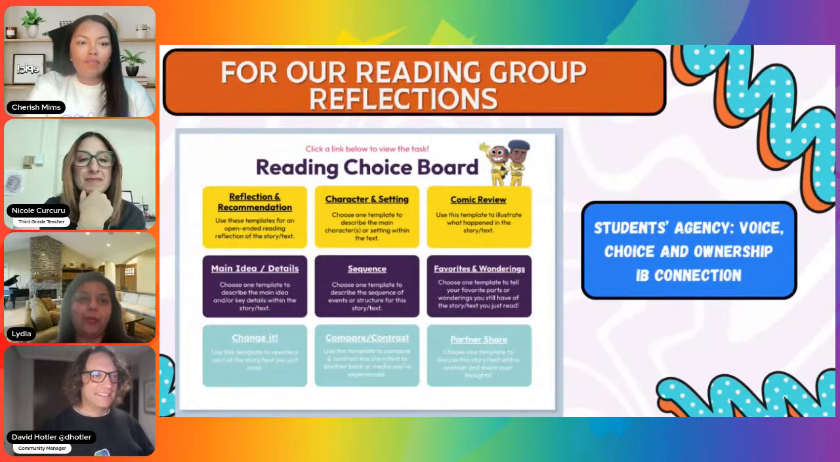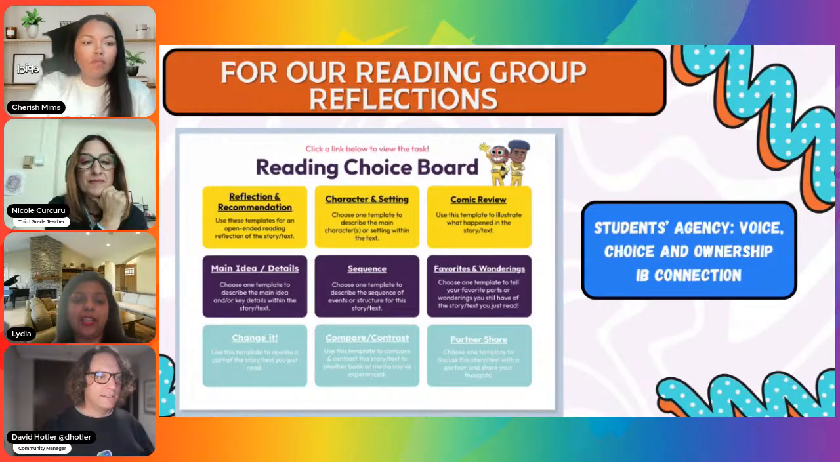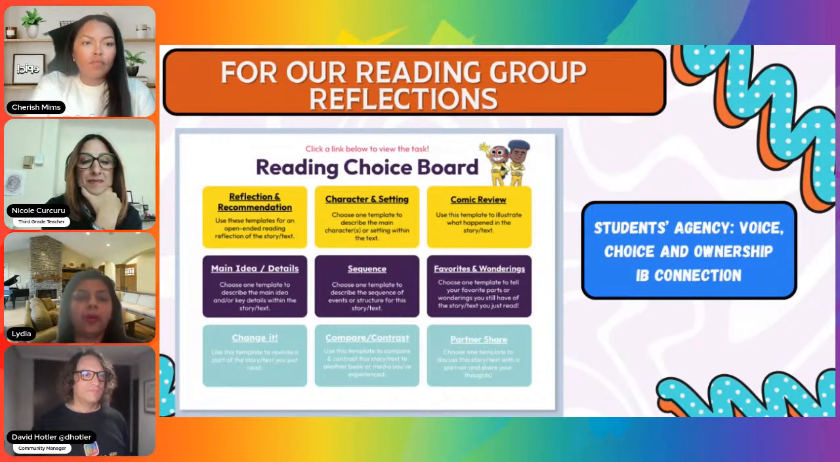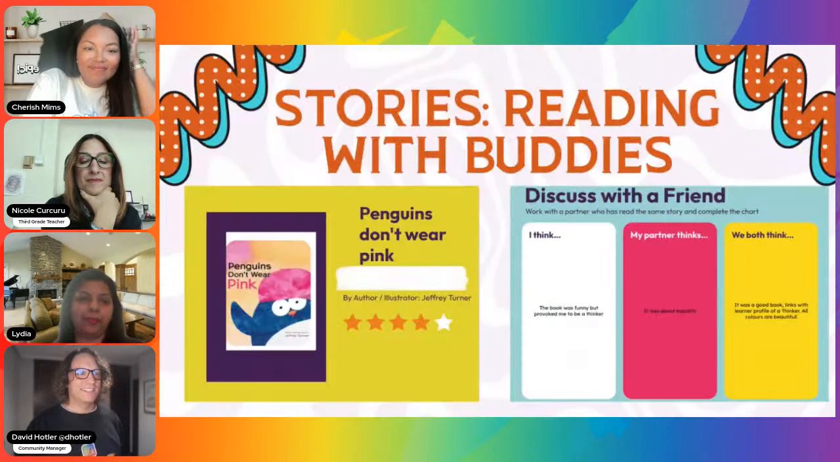For our reading group reflection, this is so awesome because I teach in an IB school, and students' agency, choice, voice, and ownership is a big thing for us. We have the option of choosing from the reading choice board. They can click on any one of them and the whole page opens up. If I click on main idea or details, that's going to open. So it's their choice. How do they want to reflect upon the learning they have just had from Epic? This choice board in Book Creator makes it so meaningful for them to do all their reflections.